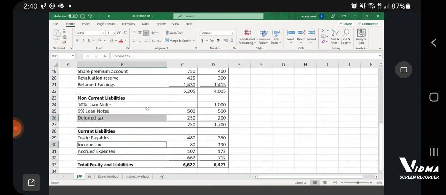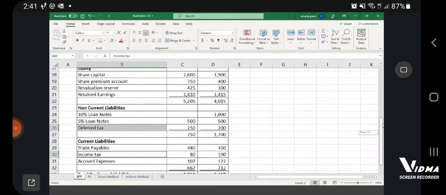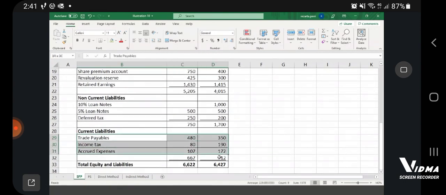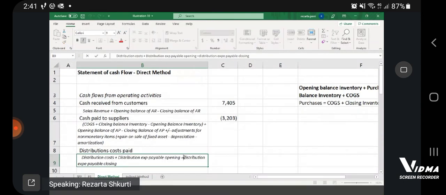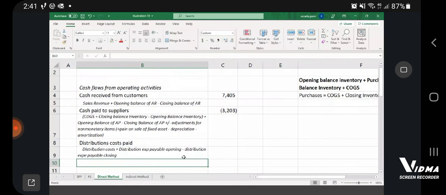So again, when I check the usually current liabilities section, if I carefully check there, I will find nothing that says distribution expenses payable. These accrued expenses over here are something else. We are not told that they are connected to the distribution costs. That means that in the direct method, the only item I need to take into account is the distribution cost.